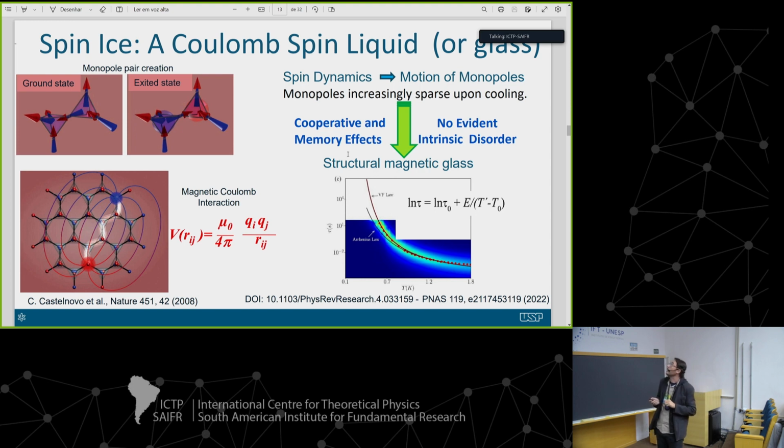Very recently, people have seen cooperative and memory effects on the spin dynamics at very low temperatures, even with the absence of disorder in the spin ice materials. So here's an example of the spin dynamics I'm talking about, and it's being fitted to this Vogel-Fulcher law, a phenomenological law used for glasses, spin glasses.